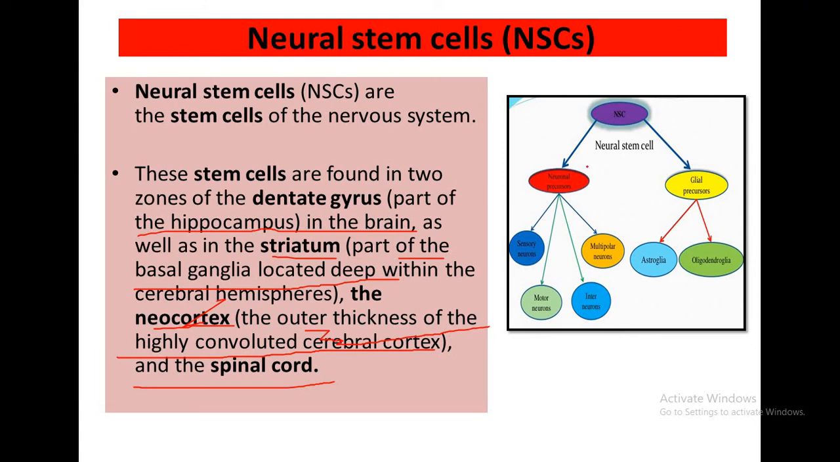Here in this picture you can see neural stem cells divided into the neuronal progenitor, and here is the glial progenitor. So the neuronal progenitor again divides into the sensory neurons and motor neurons, and here you can see it is converted into the interneurons and multipolar neurons. So glial precursors again divide into the astroglia and oligodendroglia. So now you can understand about the neural stem cells.